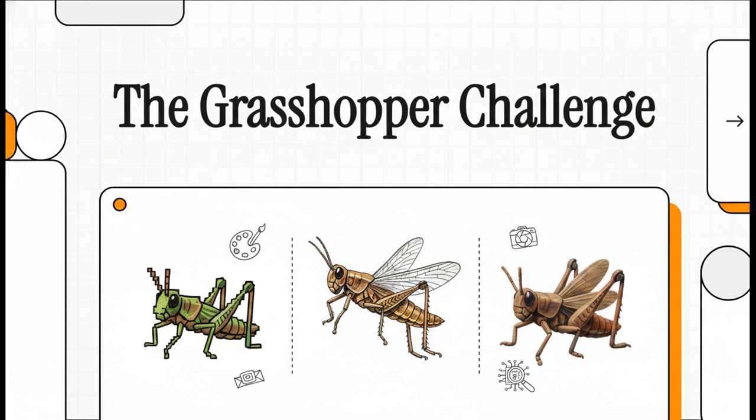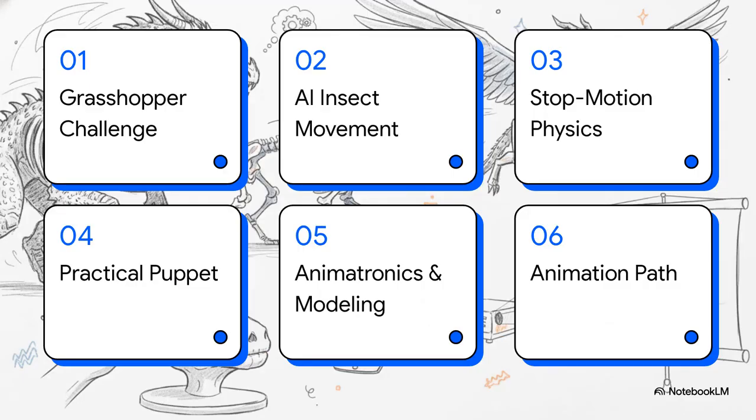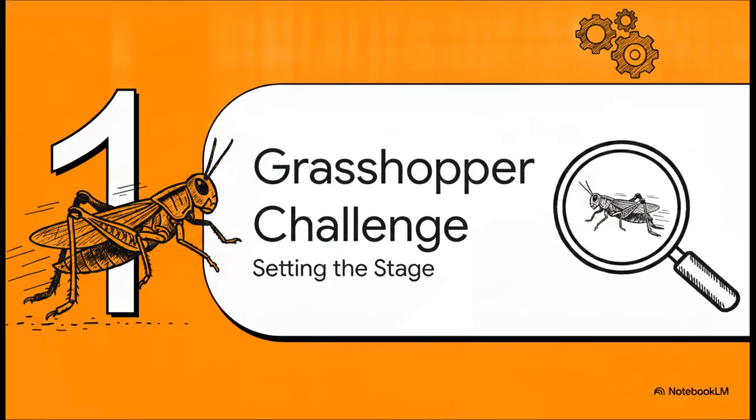We're going to dive right in and explore exactly how to pull this off and truly master the mechanics of movement. Here's our creative roadmap for today. We'll start with the Great Grasshopper Challenge, then look at generating AI insect movement, stop-motion physics and timing, crafting a practical puppet, advanced animatronics and modeling, and finally, choosing your animation path. Let's get to it. Part 1.